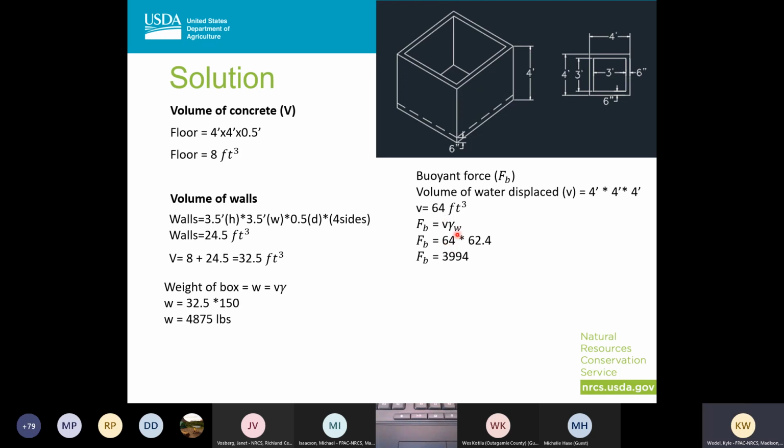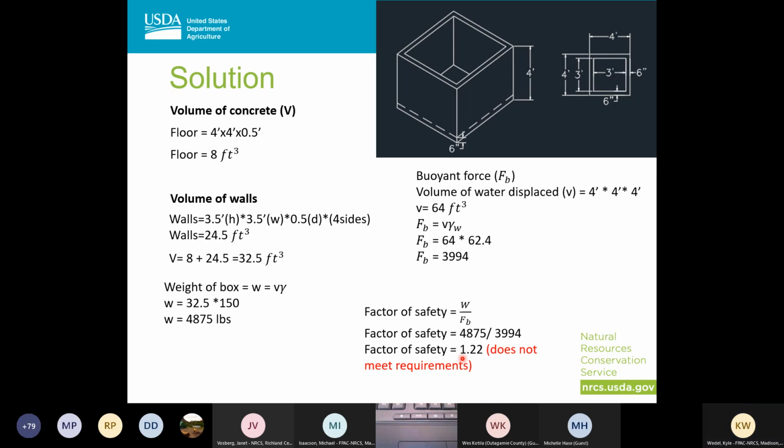I'm going to take my 64 cubic feet and multiply it by 62.4, which is my unit weight of water, and I'm going to get a buoyant force of 3,994 pounds. So I'm going to double check that to make sure it works in my factor of safety. And when I take my two divided by each other, I come up with a factor of safety of 1.22. So in this instance, it would not meet our requirements.